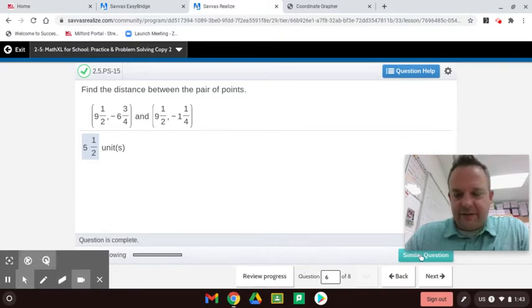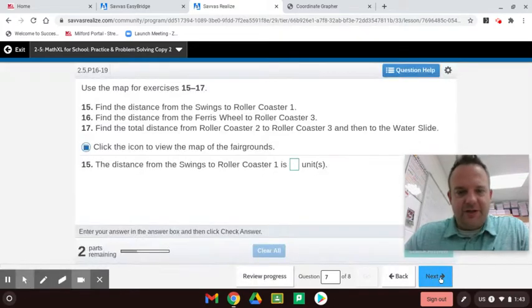How you guys doing on distance? It's not too bad once you get the hang of it. A lot of my students ask me about this one, and let me show you. We see a visual here. I'll show you in just a sec.